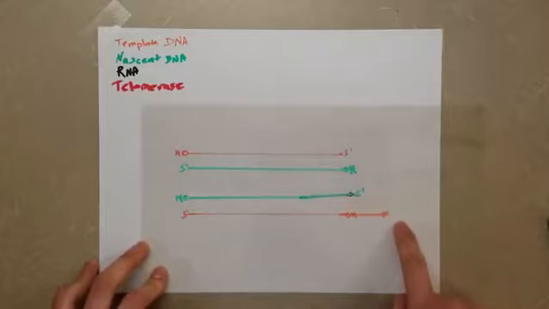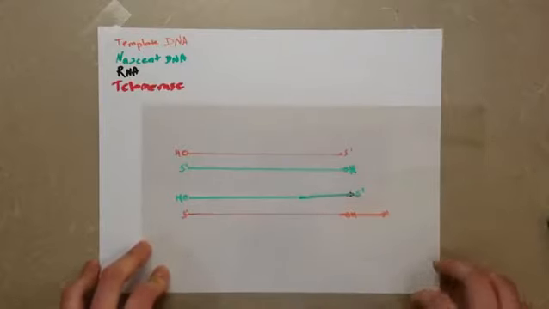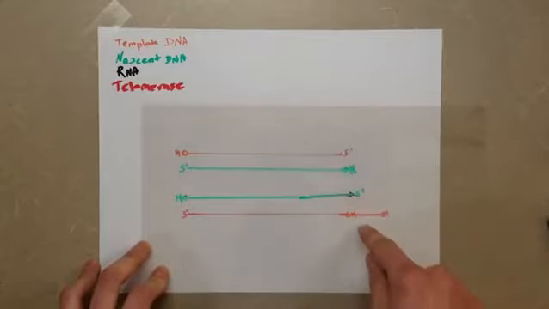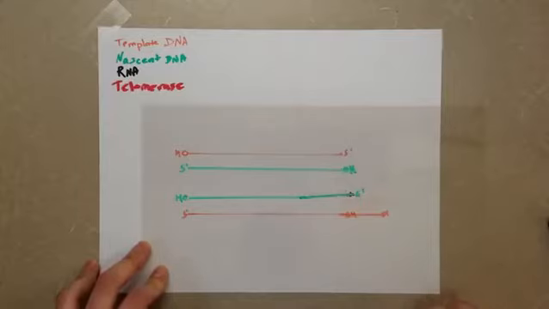This part of the DNA of this template strand remains single-stranded. But that's okay, because remember, this just consists of repeats and doesn't contain any DNA that codes for genes or proteins.